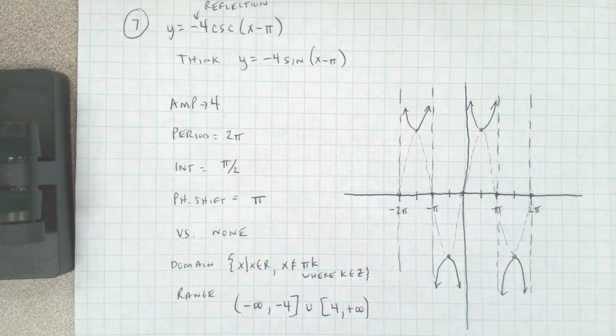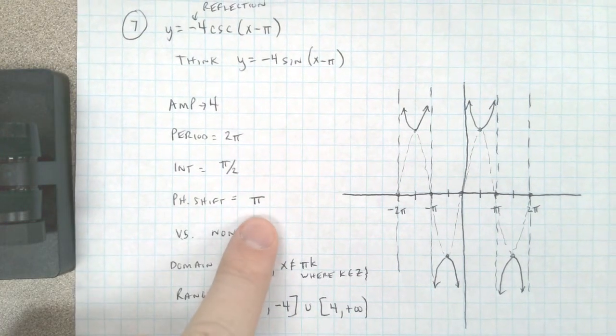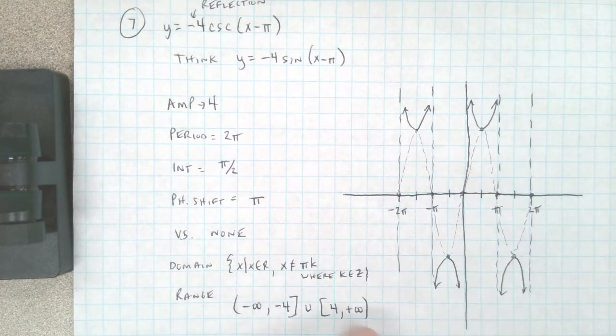Okay, here's number 7. Number 7 is y equals negative 4 cosecant of x minus pi. So we want to think about this one being, number 1, a reflection, and then also the sine curve. We're going to sketch that in to help us draw our cosecant curves. The amplitude on this one's 4, period 2 pi. Interval is pi over 2. Our phase shift, we're shifting it over pi, so we're moving it over to pi.